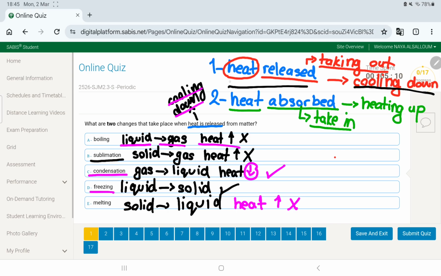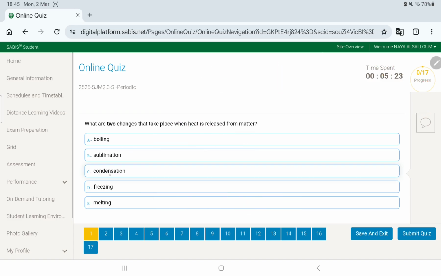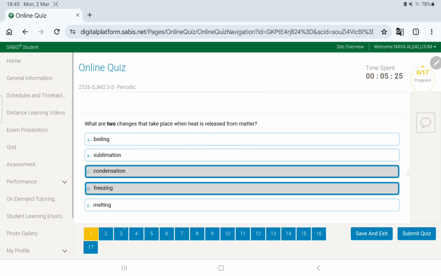So the key points. When heat is released, the object cools down. And which two changes in state cause for a substance to cool? Condensation and freezing. So condensation and freezing.